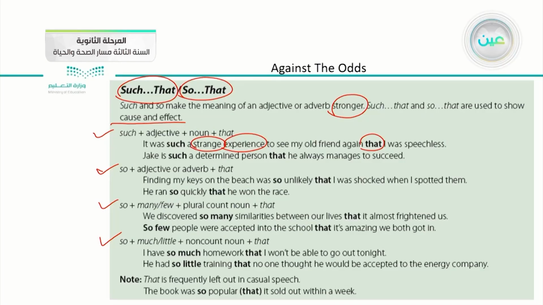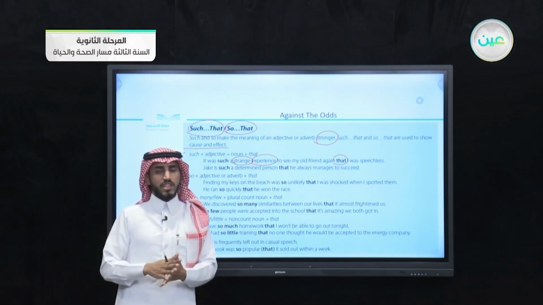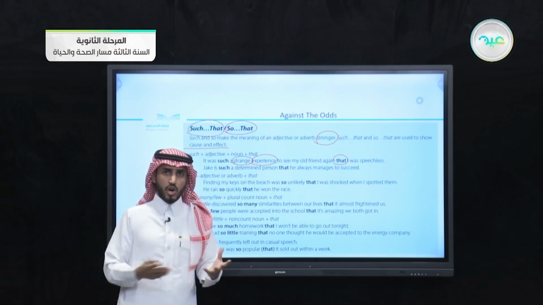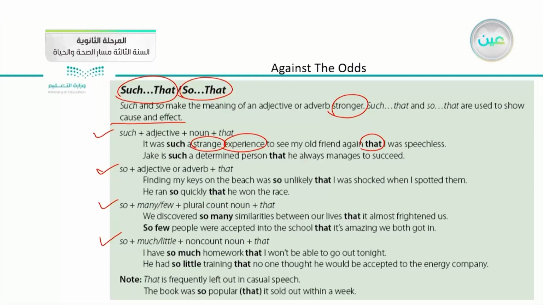Jake is such a determined person. It was such a pleasant night. He was such a nice person. When we have an adjective and a noun, we immediately choose such. We go for such, and then we complete the rest of the sentence. After that, we have three types of constructing a sentence by using so. We use so when it is followed by an adjective or adverb.